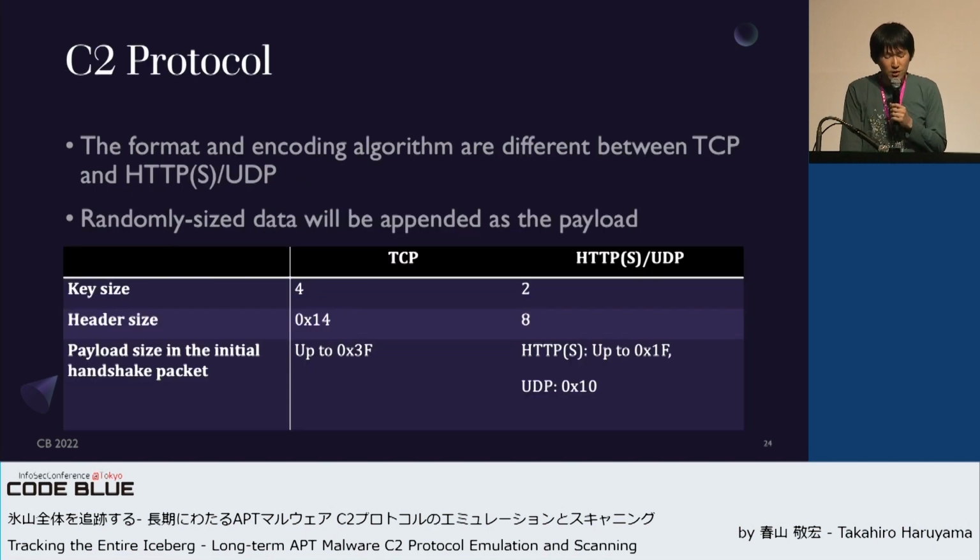The C2 protocol format and encoding algorithm are different between TCP and HTTP/UDP protocols. For example, the key for the packet encoding is included in the header in both protocols, but the key size is different, and the header size is also different. And randomly sized data will be appended as the payload to the initial handshake packet. The size is random, but the maximum size is different for each protocol.